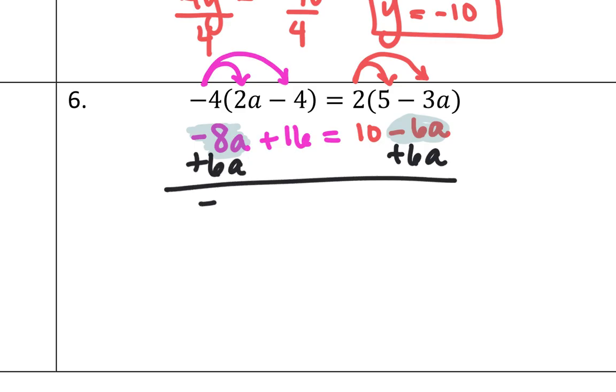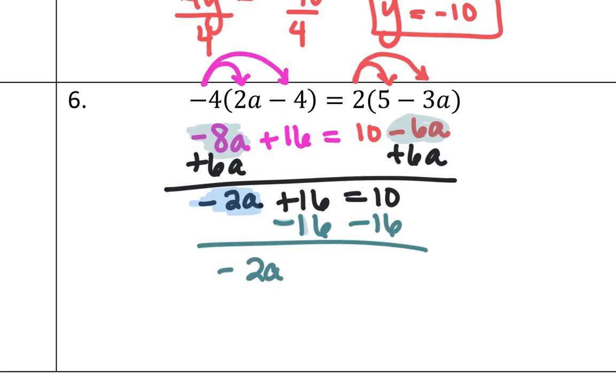This is negative 2a. Again, negative 8 plus 6. Plus 16 equals, the only thing left is a 10. And again, I'm just highlighting the variable. That lets me know that all the variables are put together. So now what we need to do is move over the 16. So I'm going to subtract the 16. We have negative 2a equals negative 6.